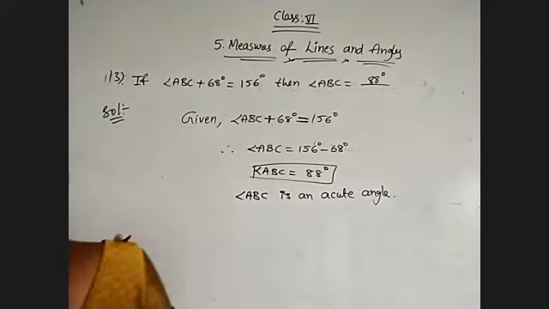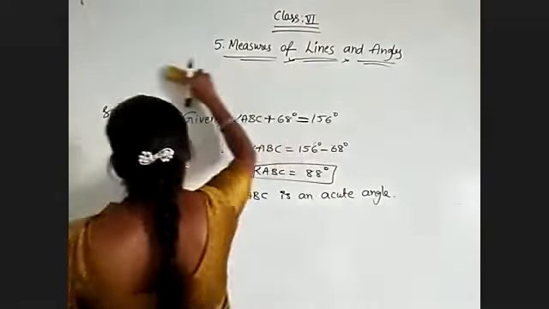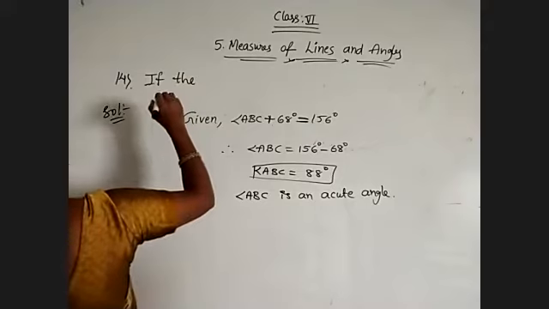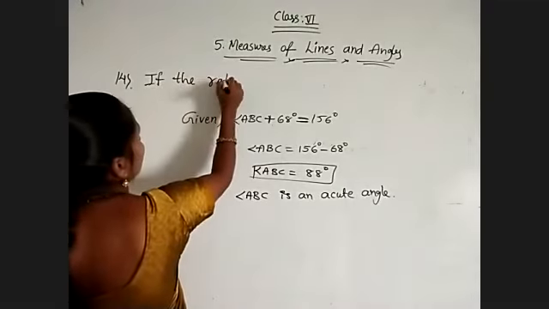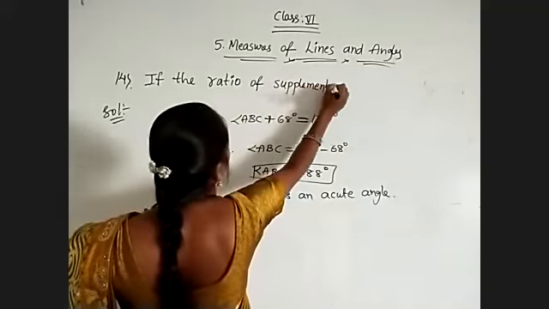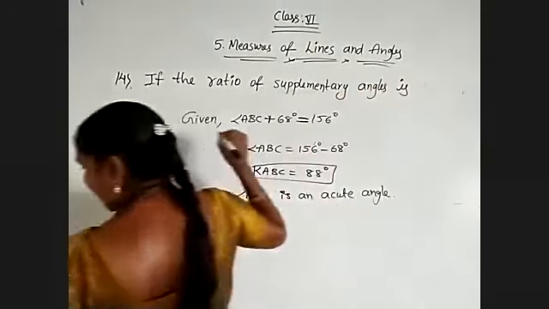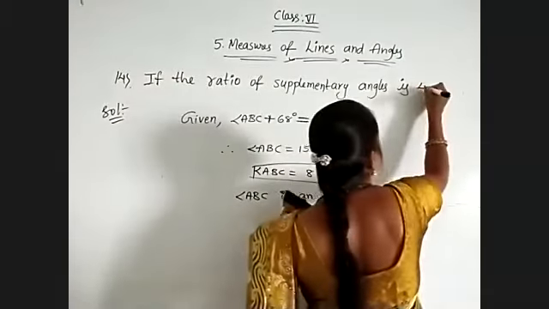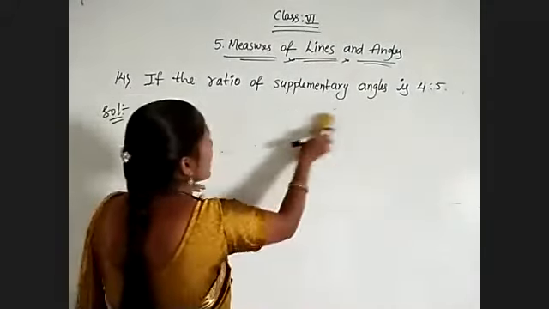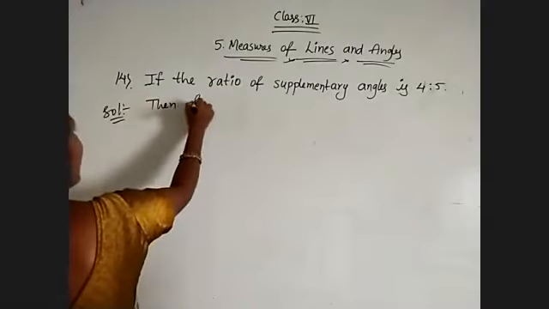Now coming to the next problem. The ratio of supplementary angles is 4:5, then find the angles.